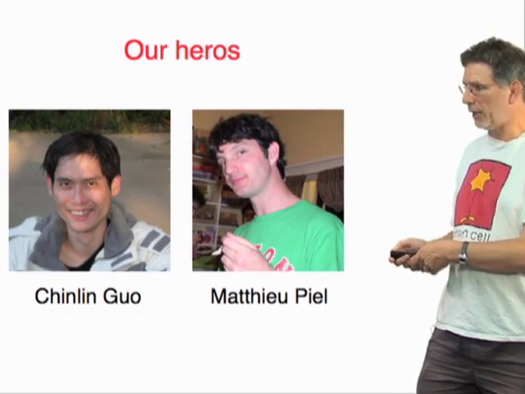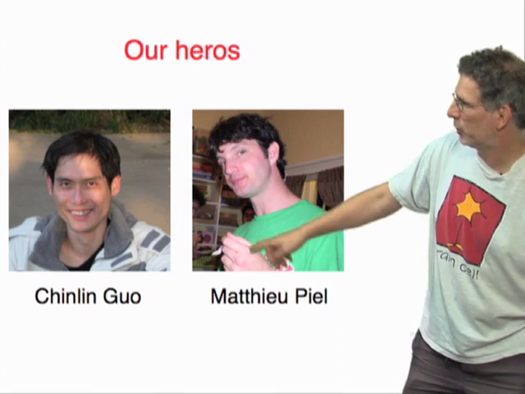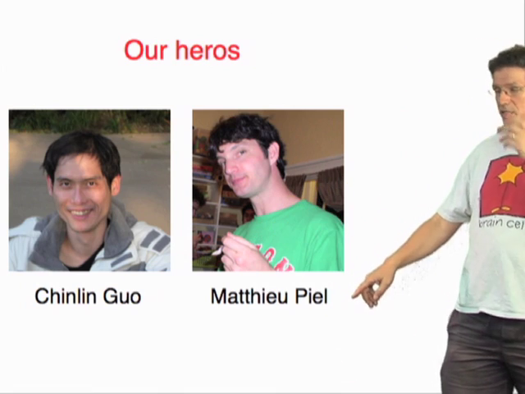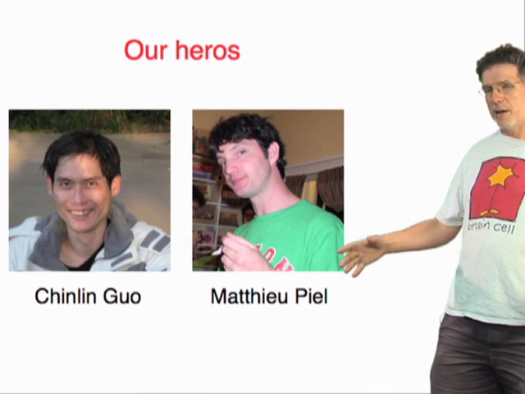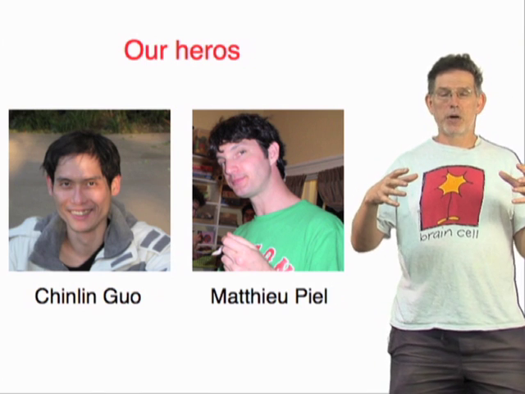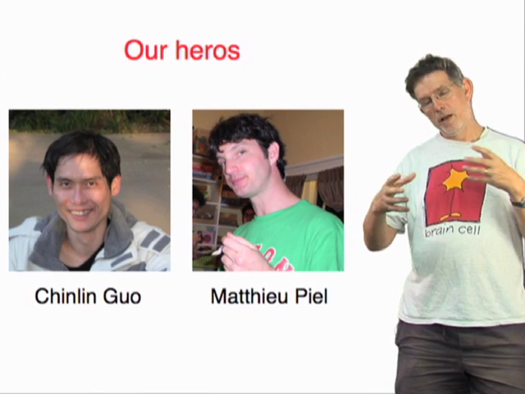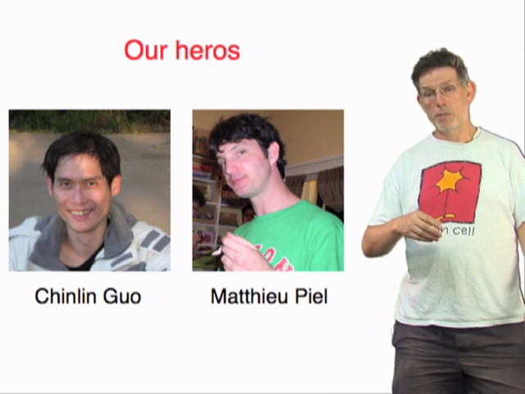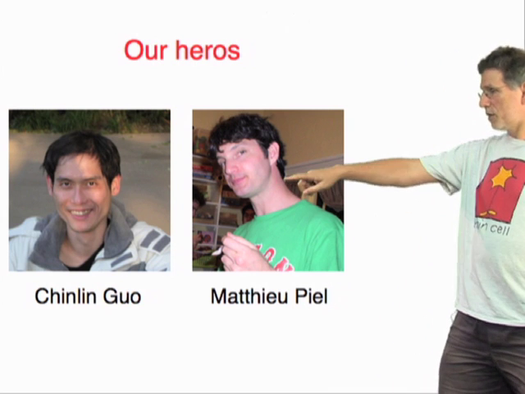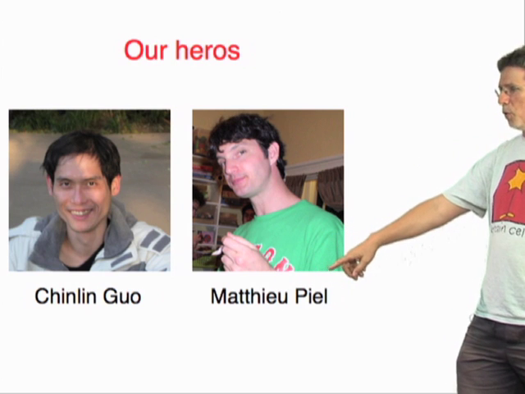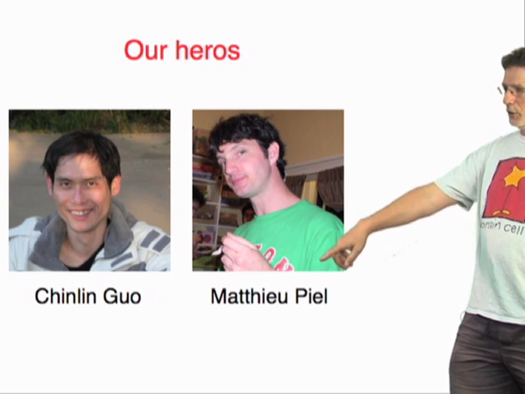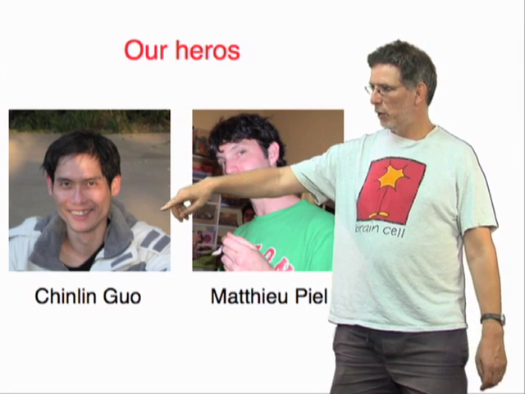So the first thing, and actually one of the most important things to do in science, is to introduce the heroes. This work is an example of what is now often called systems biology, and that means bringing together different parts of biology with ideas and tools that come from the mathematical and physical sciences. So this person is Mathieu Peel. He was a French postdoctoral fellow who worked in my lab.